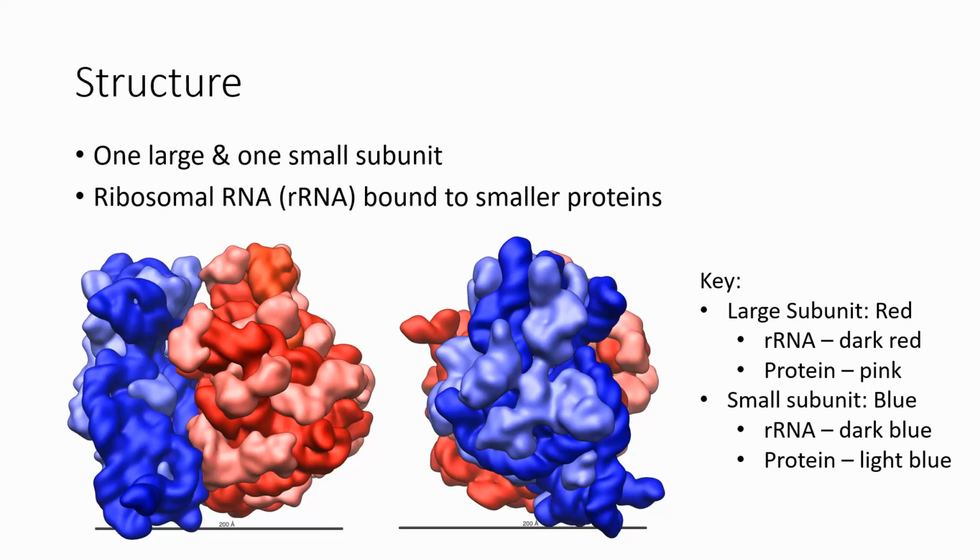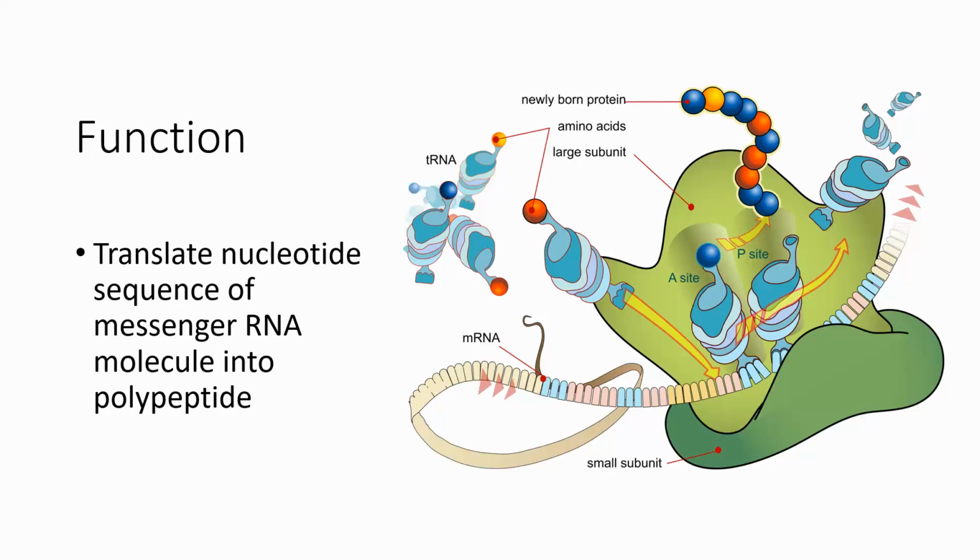Ribosomes are these little tiny organelles. They're the smallest organelle. They're also just a very large molecule, so they're on the borderline between a molecule and an organelle. They're made up of ribosomal RNA, which is bound to proteins, and they have a large subunit and a small subunit.